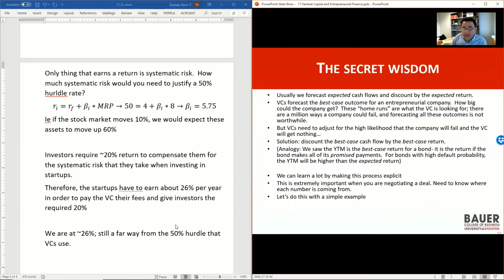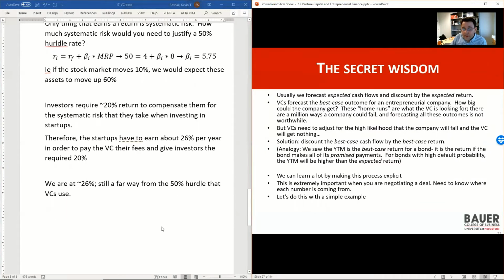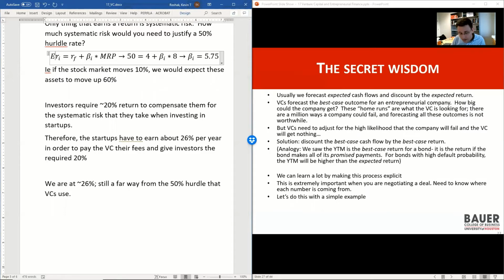The key is that VCs will invest in companies that fail very frequently. So when we talk about this 26% return, that's an expected return. That's what we would expect to get. Remember when we used CAPM, this is an expected return based on the beta of asset i. The 26% is the expected return that we need to earn. The 50% that VCs use, that's like a best case outcome.